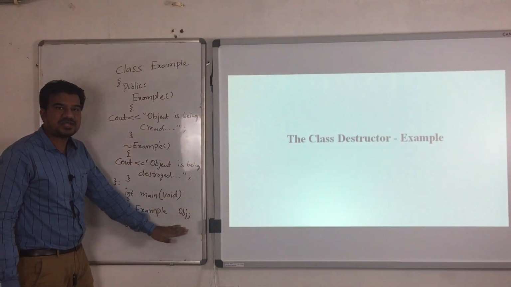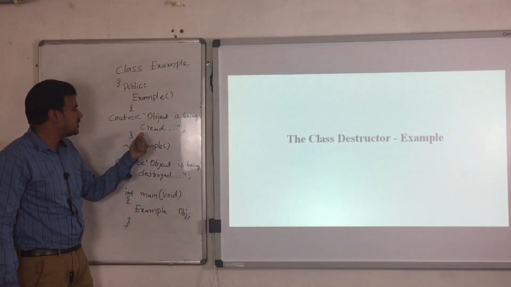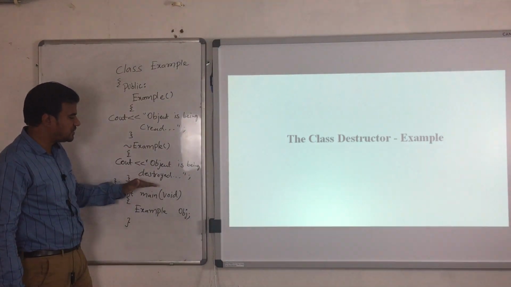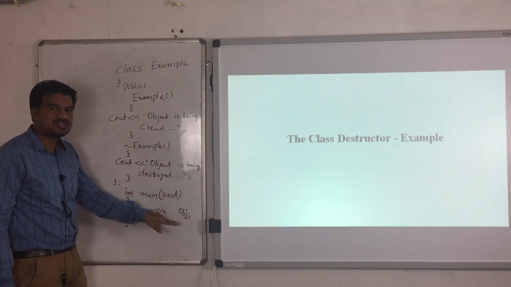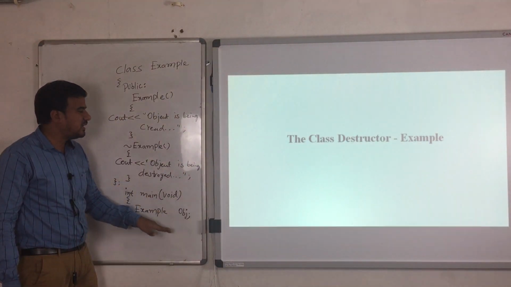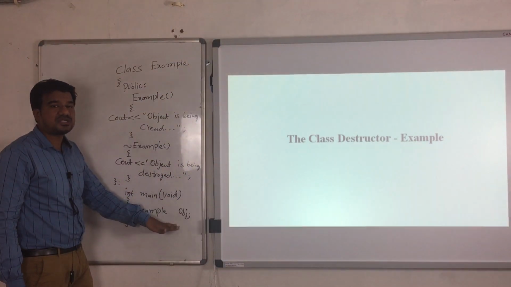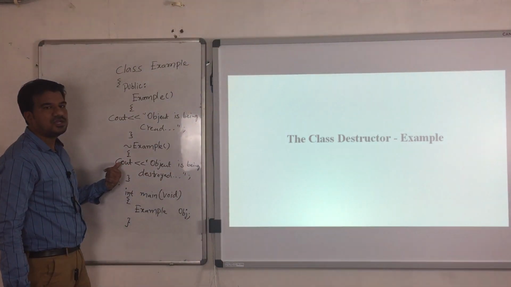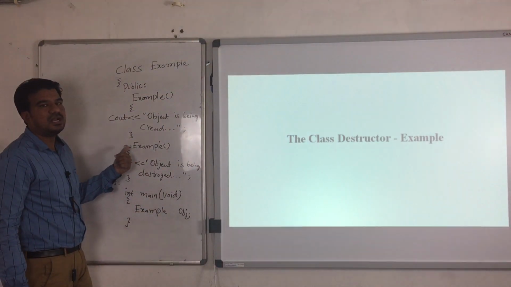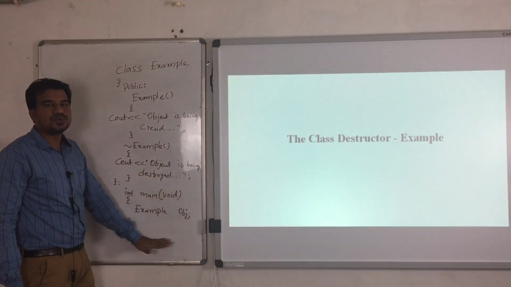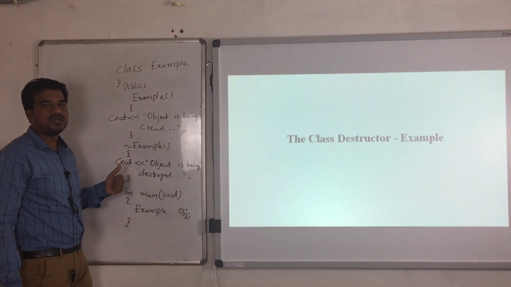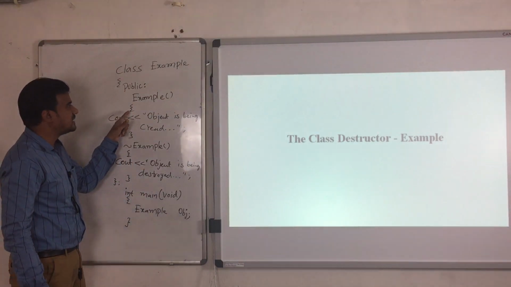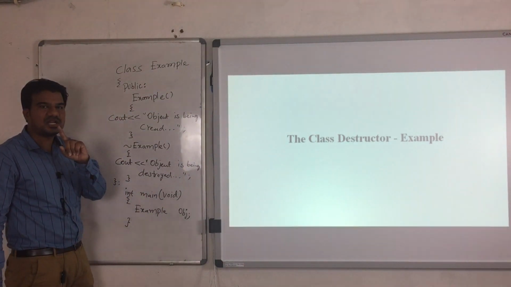So what will that destruction do? It will invoke the Example destructor. That destructor will destroy that object. In order to destroy that object, the compiler will call the associated destructor of this obj. What is the associated destructor of this obj? This one. So it will simply call that Example destructor to release the resources, to release the memory of that particular object. So creating only one object will call the constructor one time and the destructor one time.